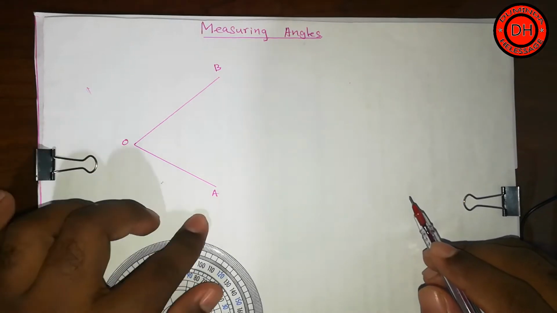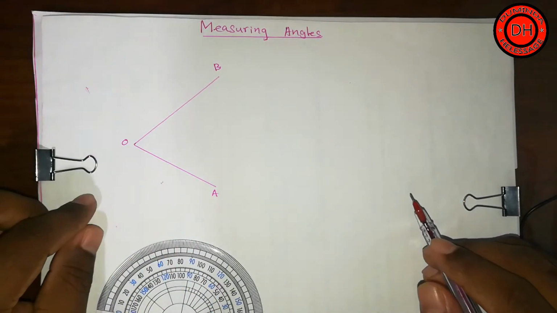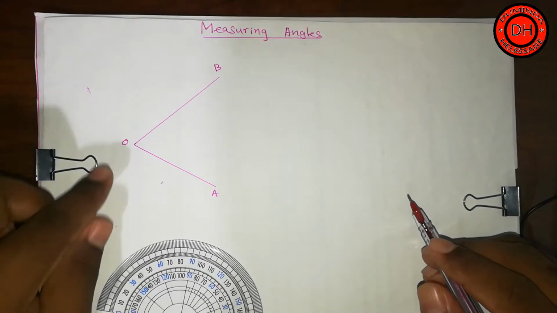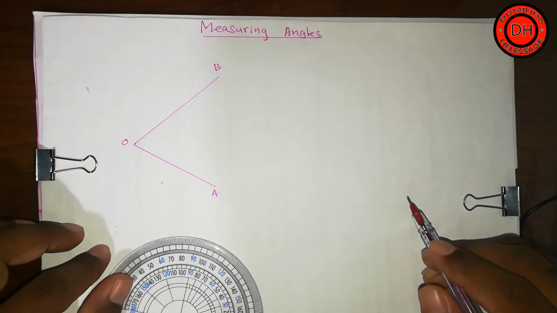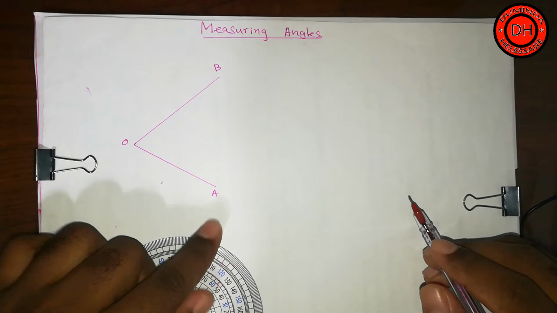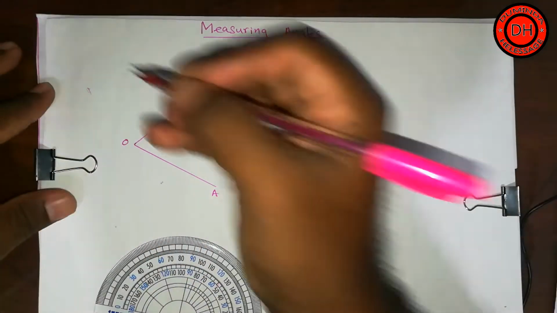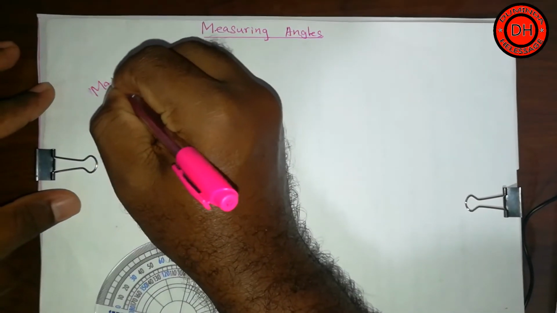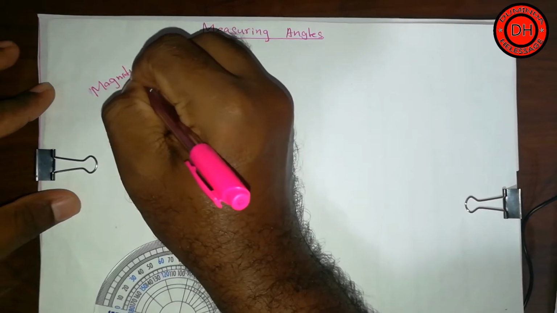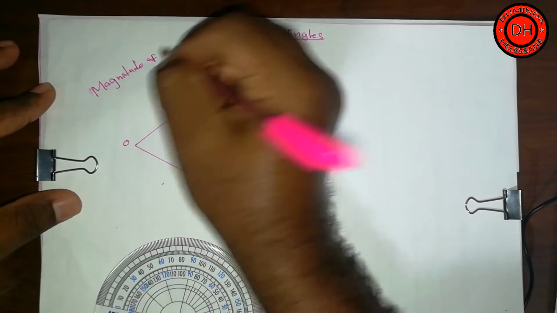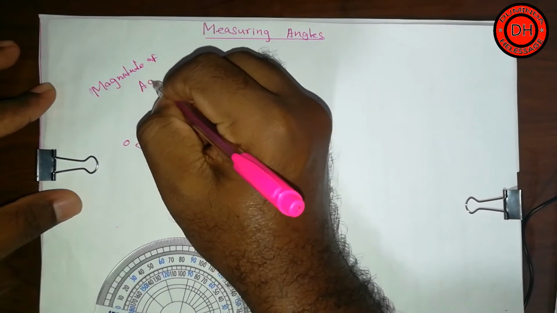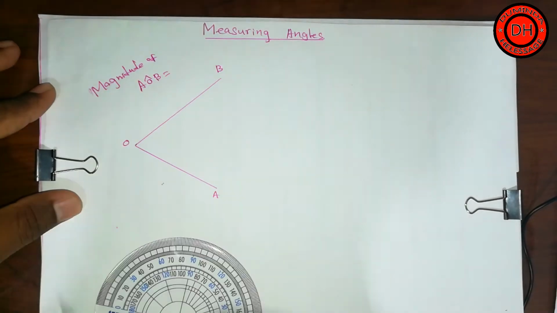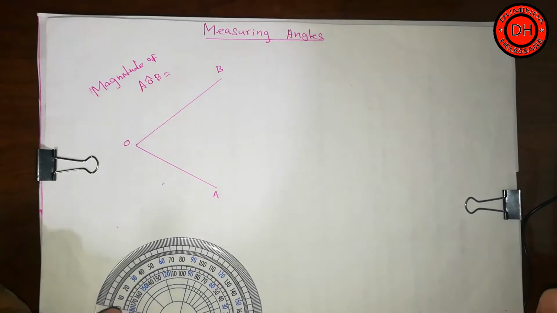So OA and OB are arms of the angle and O is the vertex. I'm going to measure the magnitude of the angle AOB. Let's see how to measure that.